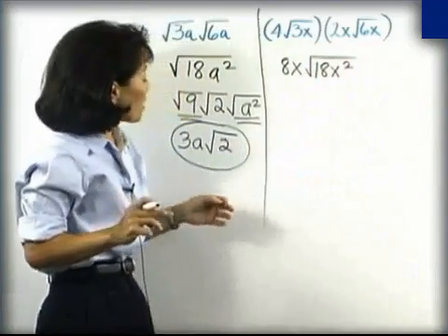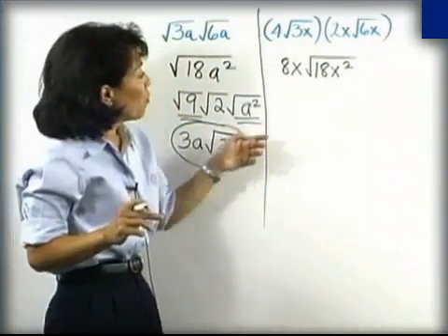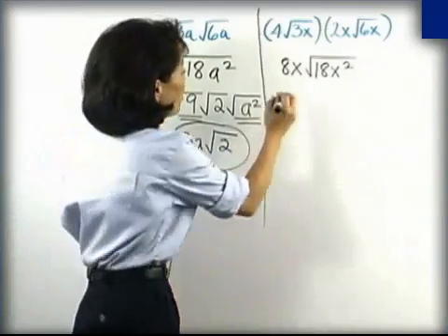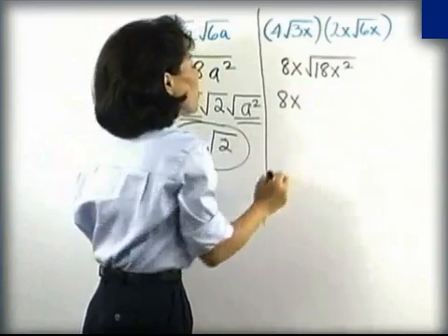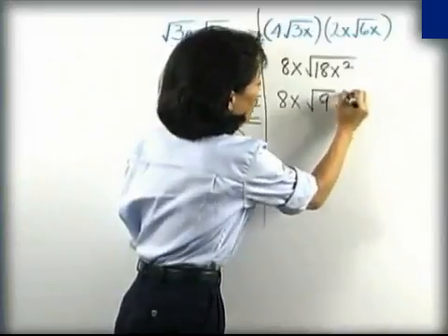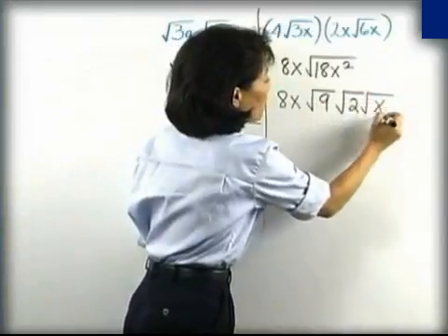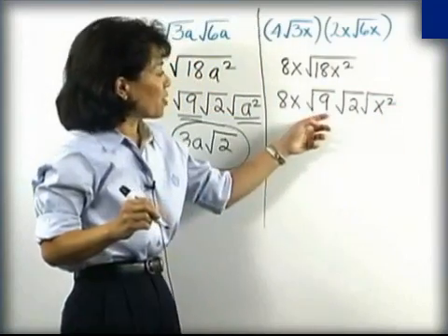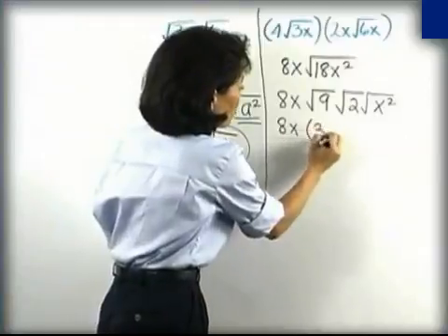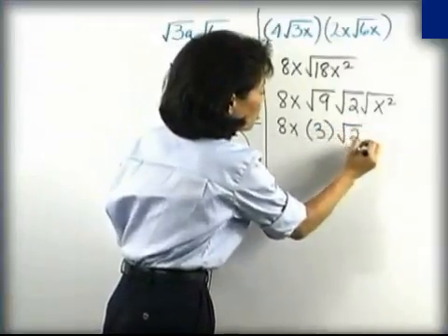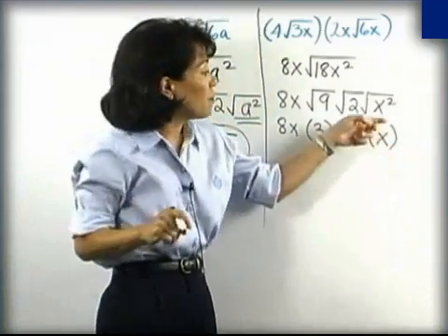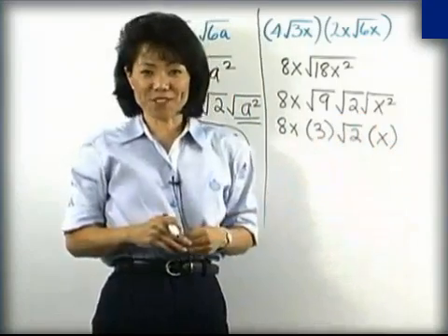Once we do that, we're back to the same problem we had over here. What we have to do is look for factors of the radicand that are perfect squares. So again, since we have the same number that we just had, the square root of 18, we recognize that as 9 times 2 times the square root of x squared. The square root of 9 is going to simplify to 3, so this gives me 8x times 3 times the square root of 2 times x. And notice x is not under the radical anymore because we had the square root of x squared.